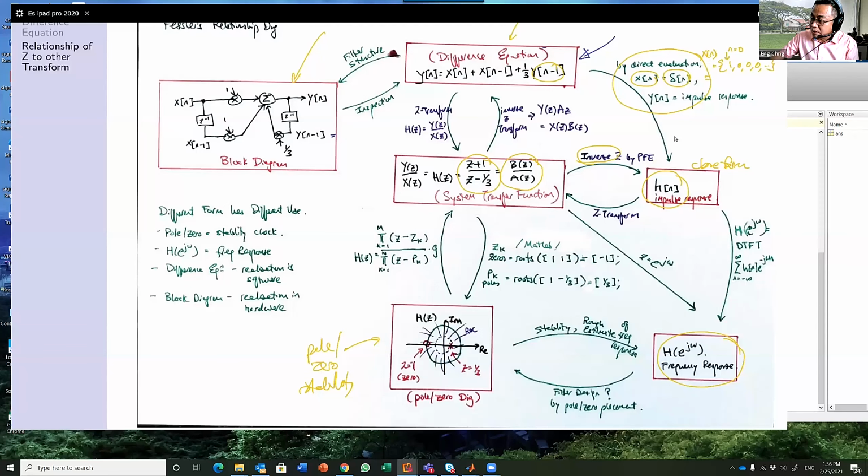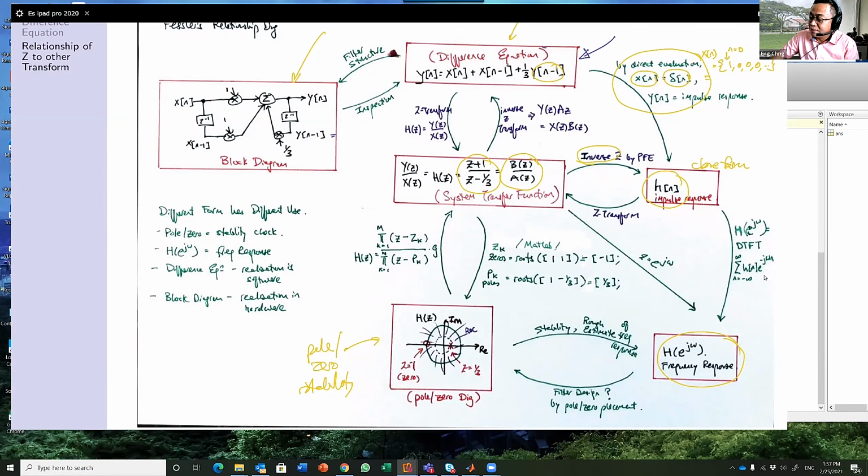Right, so we figured out how to do h of n, and now we want to come to the final box. So this is the final box that we are interested in. H(e^jω), and what is it used for? H(e^jω) also has a name. Its name is frequency response. It can be arrived at in a few ways: by performing the discrete-time Fourier transform on h of n, if h of n is finite. If it's infinite, you can't even try to do this.